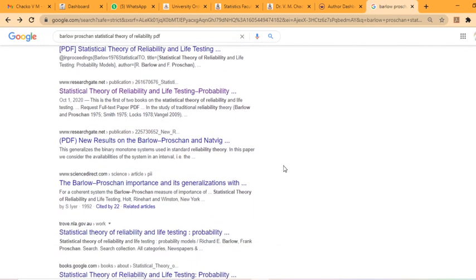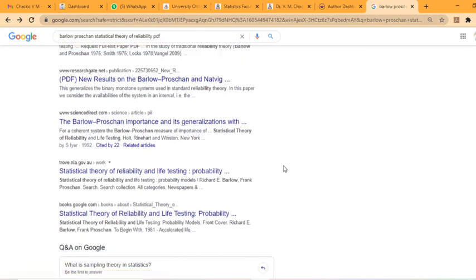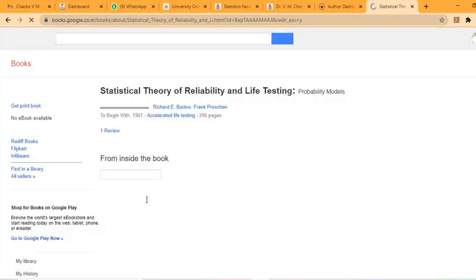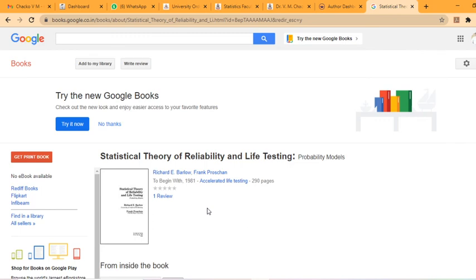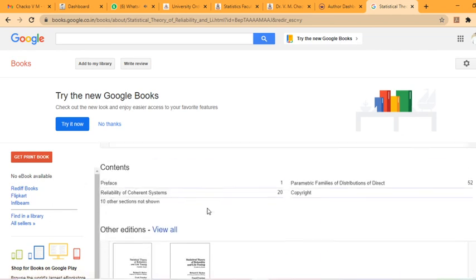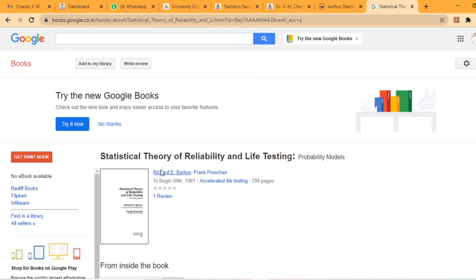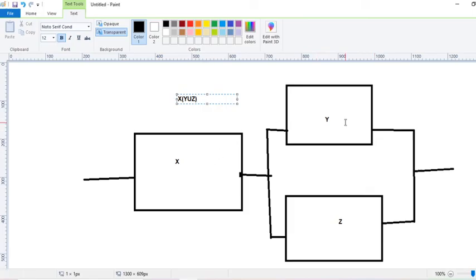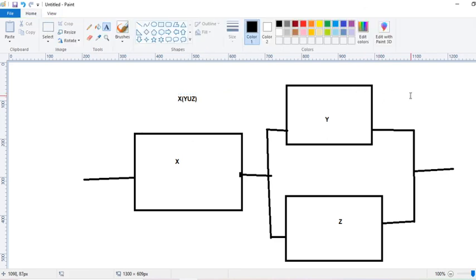And I have taken the photos from Cochin University in 2006. Going through all this. So this is an example only, and I will send this video to you.